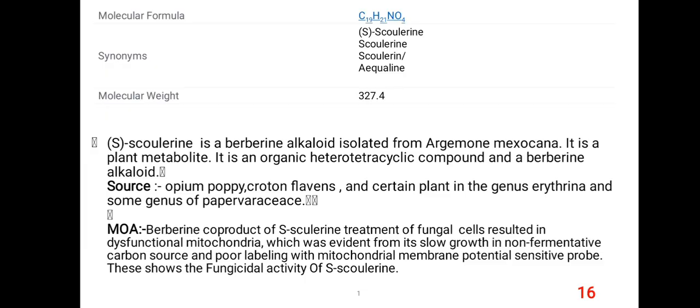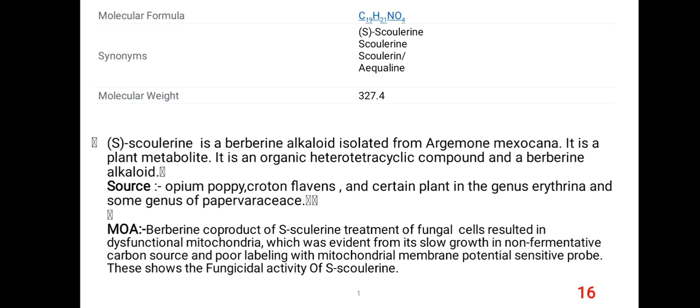The active pharmaceutical ingredient of our plant is S-chlorine. S-chlorine is a berberine alkaloid isolated from Argemone mexicana. It is a plant metabolite. It is an organic heterocyclic compound and berberine alkaloid. Source of S-chlorine is opium poppy, Chelidonium, and certain plants in genus Erythrina and some genus of Papaveraceae.